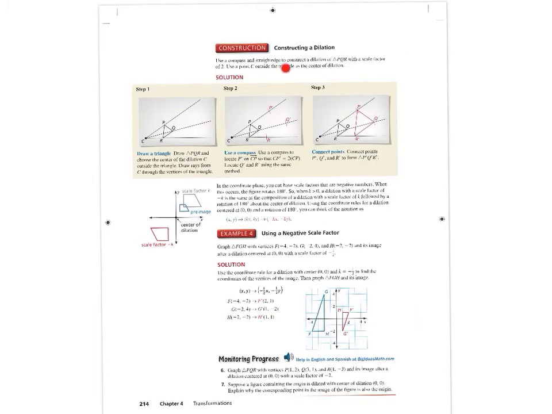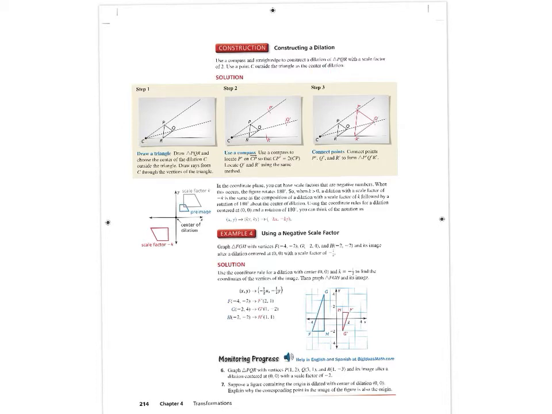And then a construction of dilation. Make sure you bring in your dollar to buy your very own compass so you can practice all constructions on your own. Use a compass and straightedge to construct a dilation of triangle PQR with a scale factor of 2. Use a point C outside the triangle as the center of dilation.